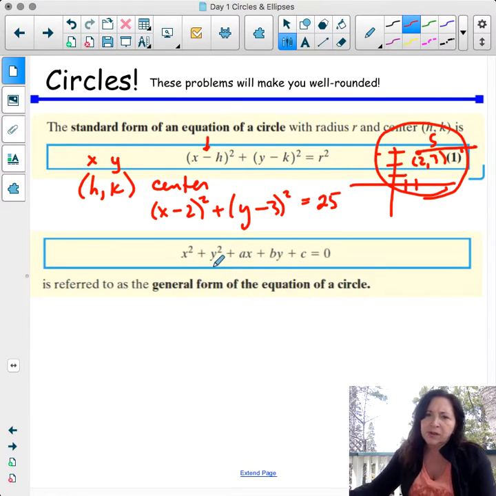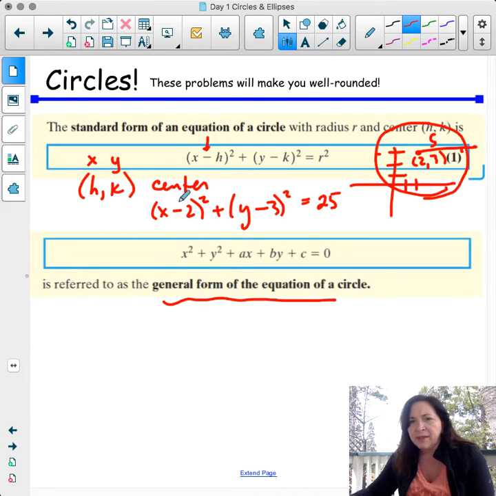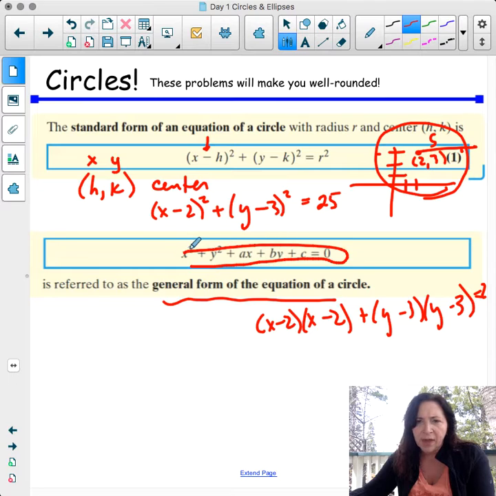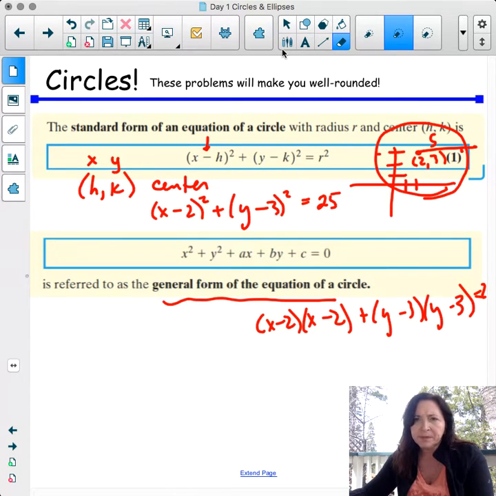However, there is something called the general form of an equation of a circle, and that's if I were to multiply out these two terms, meaning if I said x minus 2 times x minus 2 plus y minus 3 times y minus 3, and set that equal to 25, and I FOILed and worked it all out, this is what I would get. And so we call that the general form of a circle. So that's the general form.